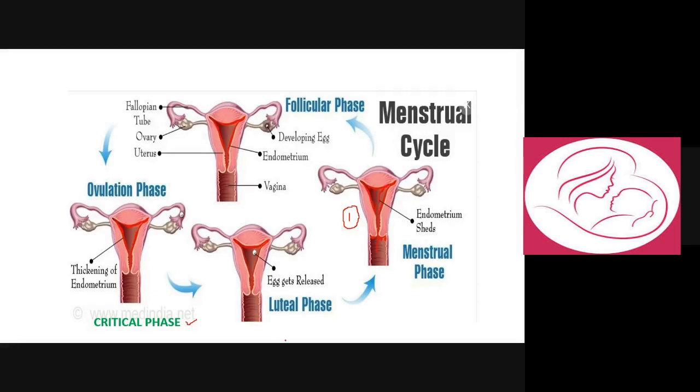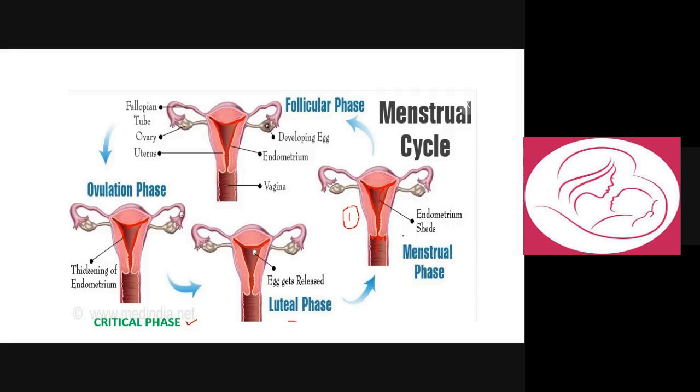And the egg is simply going to wait here for some days, and then again your next cycle, that is the shedding of this endometrium lining, takes place, and again you see your menstrual flow coming in your cycle.